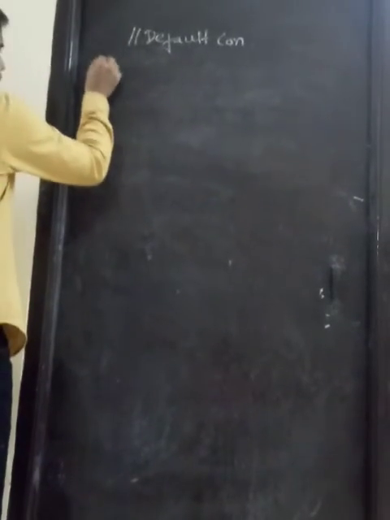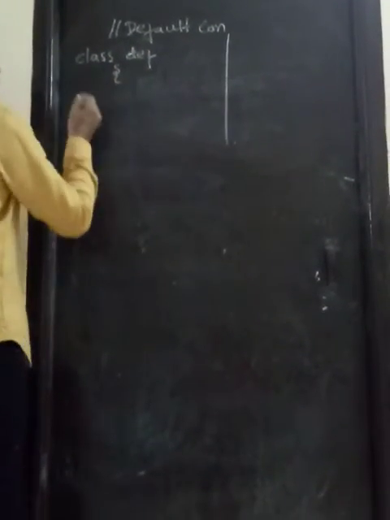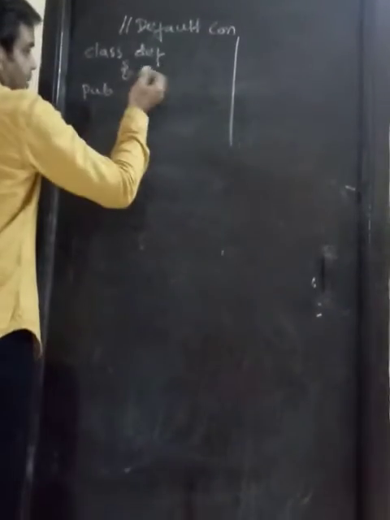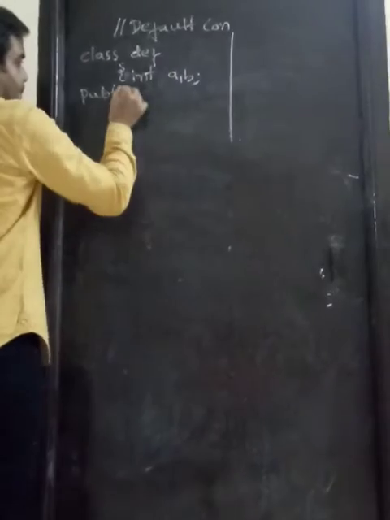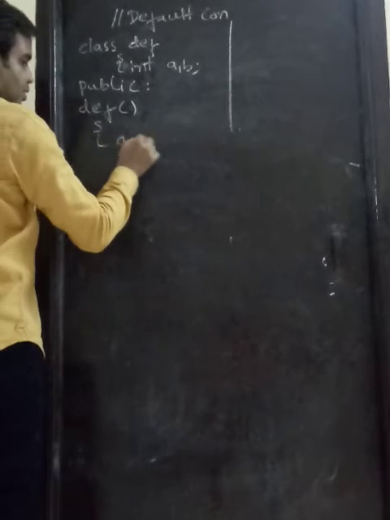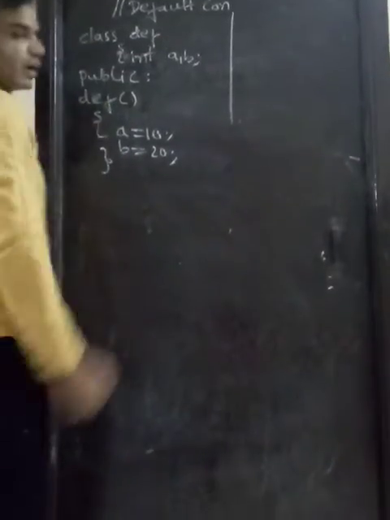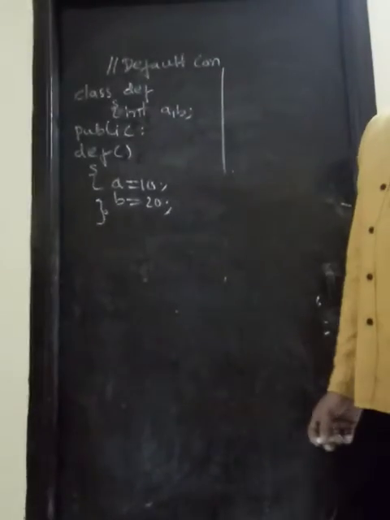Default constructor. I am taking the class name as def. Directly I am taking public or private location; even without specifying private it is taken as private. Integer a comma b. Then public, I am taking constructor def. I am initializing a is equal to 10, b is equal to 20. So this is called the default constructor. In the default constructor, the variable values will be initialized. Then void display.